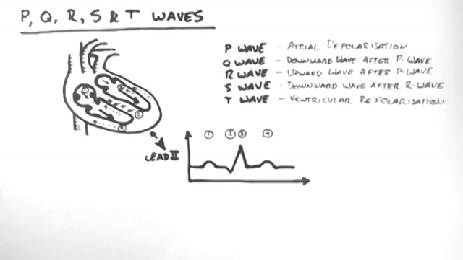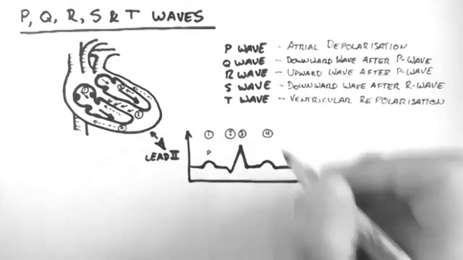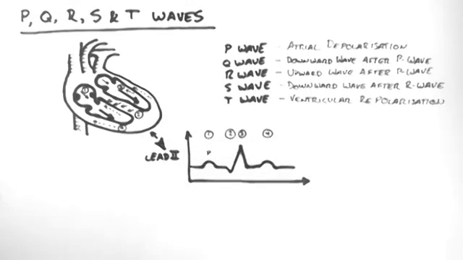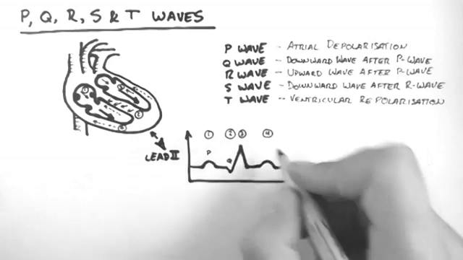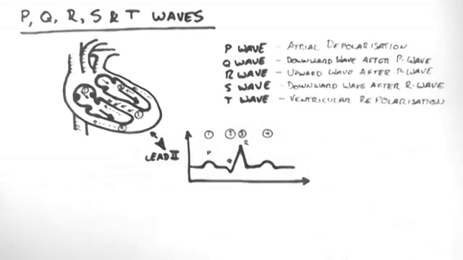This first wave was associated with atrial depolarization. Therefore, it's a P wave. This next wave is a downward wave after a P wave. Therefore, it's a Q wave. This next wave is upward, and it's also after the P wave. So it's an R wave. There's no S wave here, so we don't need to label one.